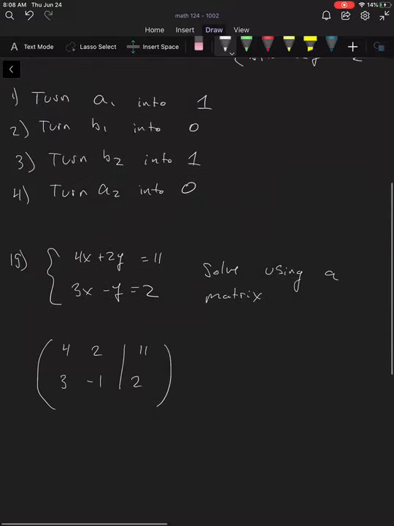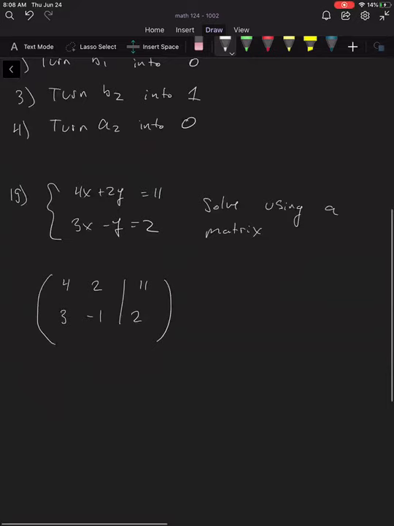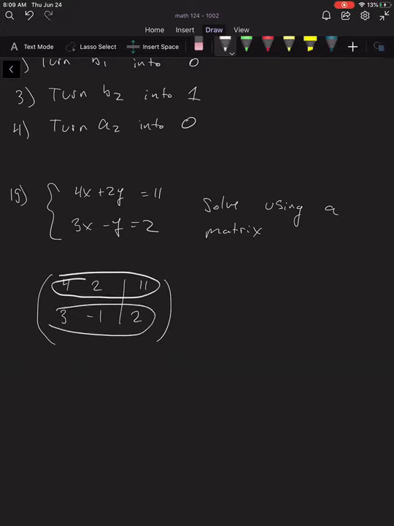So we look above, we said turn A1 into 1. A1 was the thing on the top left. So turn this into 1. So we have several ways to do it. One thing we could do is take this entire row and divide it by 4, because then we'd have 4 divided by 4 there, which is 1. So that's one option. Or how about we take this row and subtract this row from it, because then we would have 4 minus 3, which is 1. So let's do that second thing.